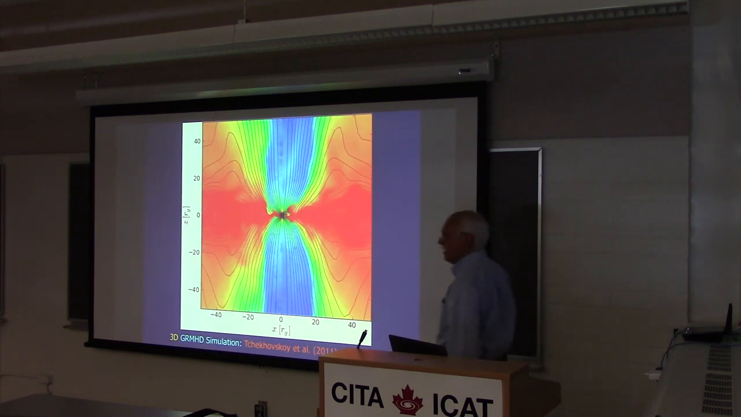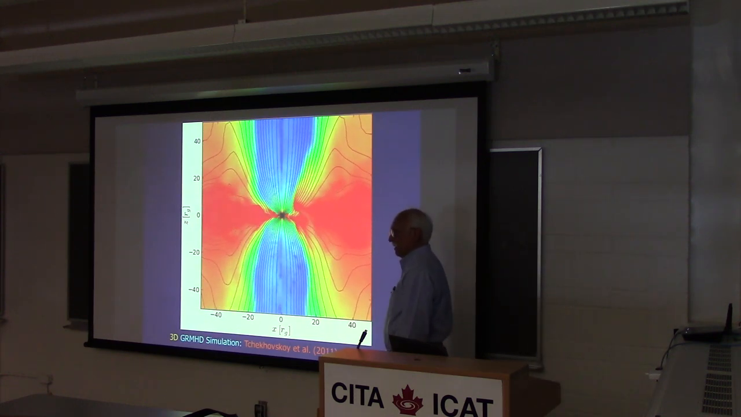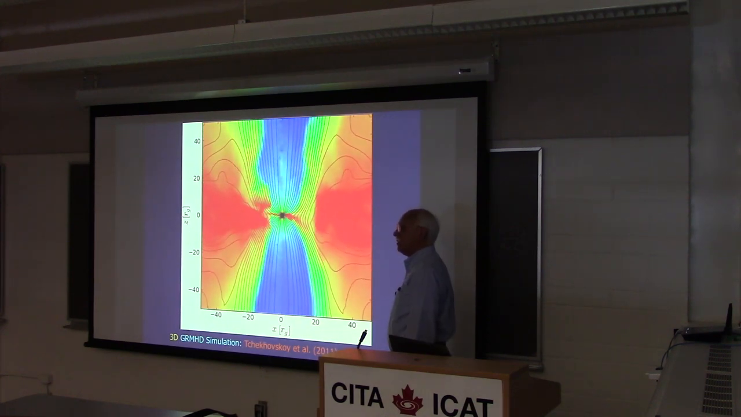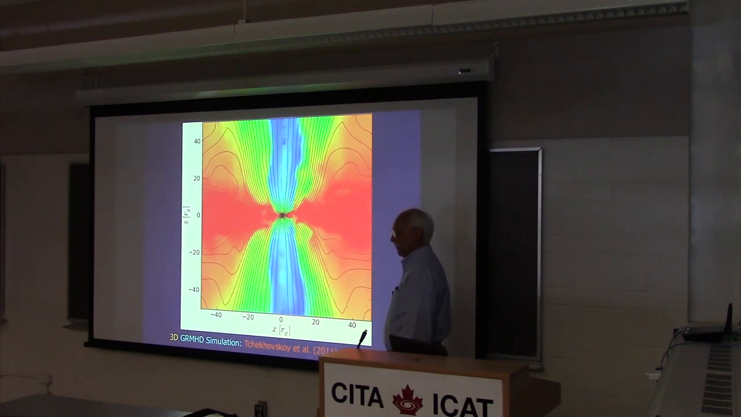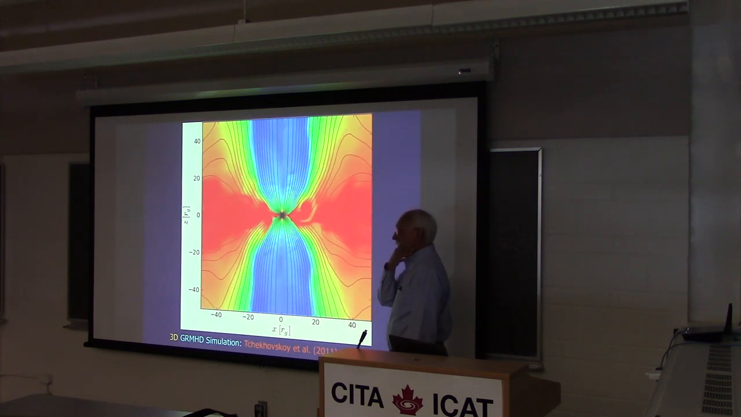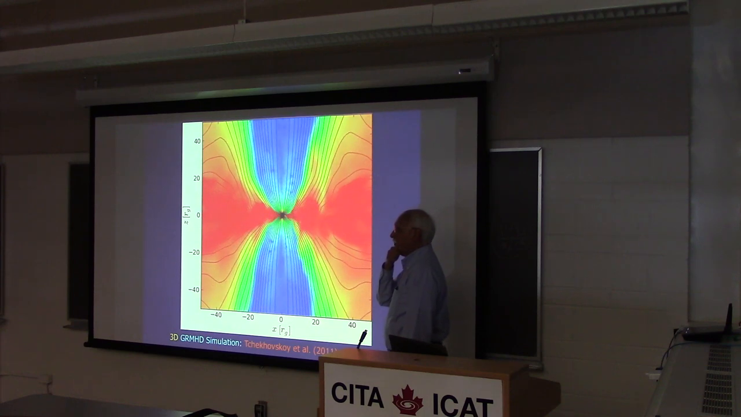How well constrained is the magnetization of the jet? You have a little bit of material dribbling in. Is that at all sensitive to grid scale or numerical diffusion?